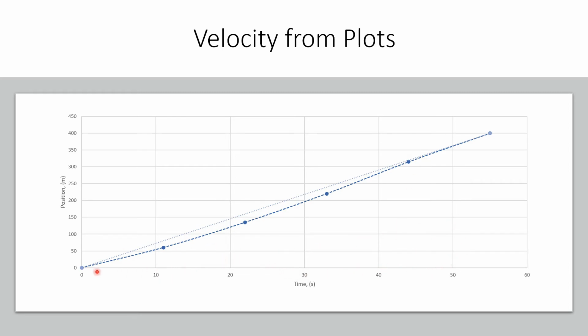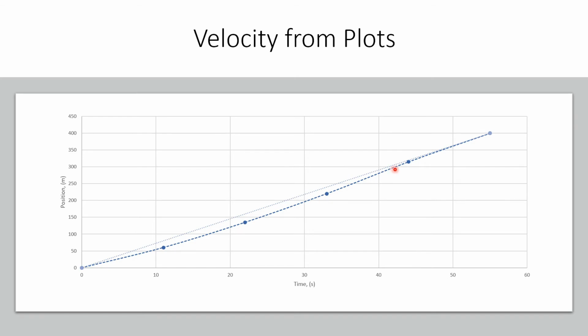So for instance, if I was to ask you what the velocity is for the entire race, you can say that the runner ran for 400 meters. So 400 meters minus the initial position, which was 0 meters, divided by the total time, which was 55 minus 0 seconds. That's going to give you 400 by 55, and that's the velocity for the entire race.